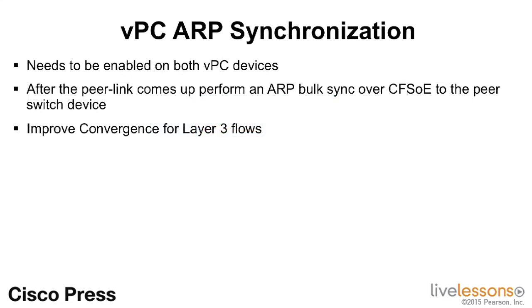The next VPC advanced feature we'll talk about is VPC ARP synchronization. It needs to be enabled on both VPC devices, and after the peer link comes up, an ARP bulk sync is performed to the peer switch device, and it improves the convergence for all layer 3 flows. And again, we'll do the CLI of these features. They're very simple to configure at the end of this lesson.